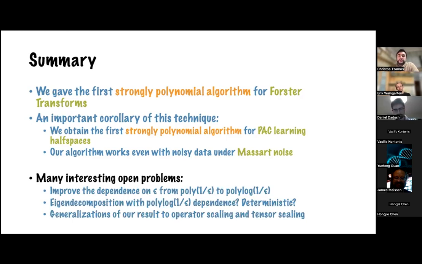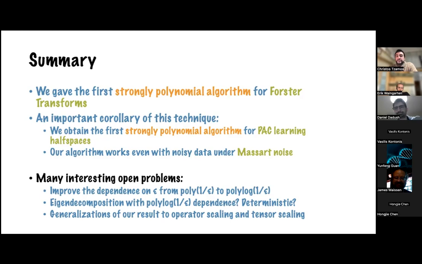In all our algorithms, we assume epsilon to be a constant. I think it's impossible to get strongly polynomial even in the epsilon parameter. But our dependence on epsilon is not something crazy, it's polynomial, though ideally it could be polylogarithmic. So an interesting open question is to improve this dependence on epsilon, on how accurately you want the Forster transform to be. For our halfspace application, we didn't care about this being very accurate. Any constant epsilon sufficed. This is one question.